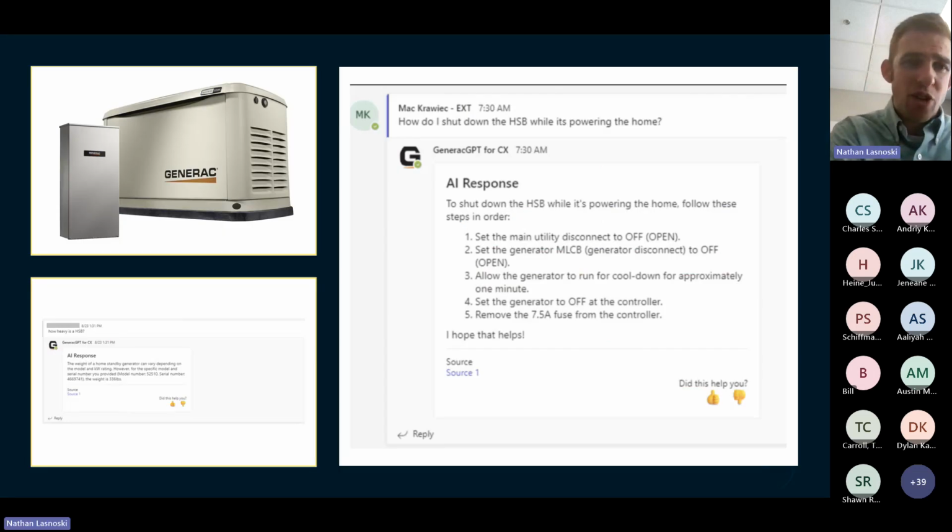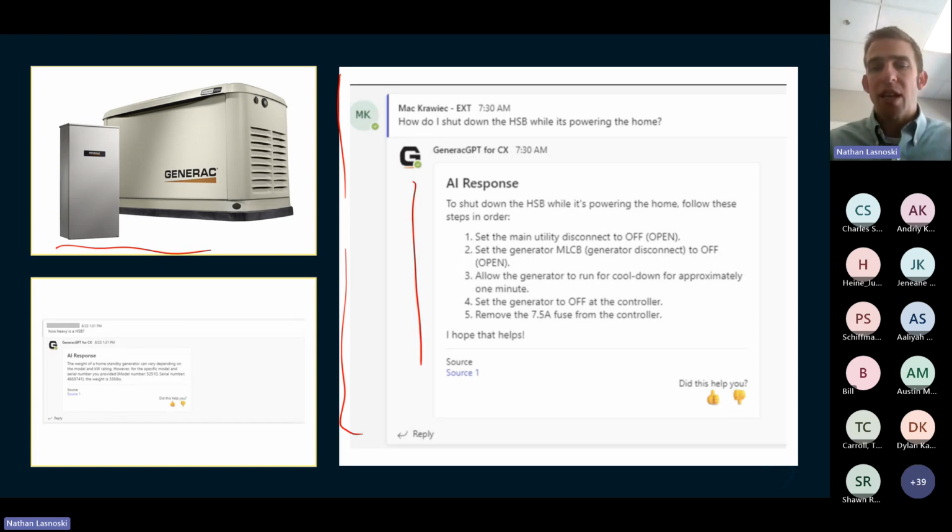This example is for a company, Generac, one of the larger standby power producers in the nation. One of the things they looked at is a customer service bot to help their customer service reps answer questions about the generator. So they call in, they say, hey, how do I do this thing, like power down my home standby generator? And it gives them a process they use to take that action, as well as the source, and asks whether it helped or didn't help. So this is an opportunity to create that value while the customer's on the call, reducing the time to serve that question and delivering them an answer faster.